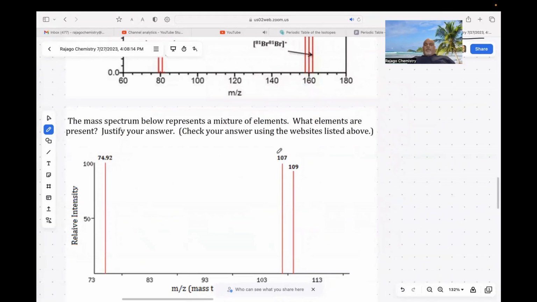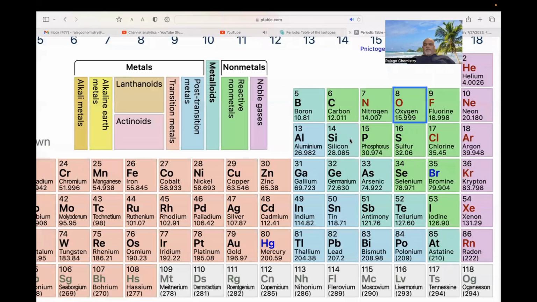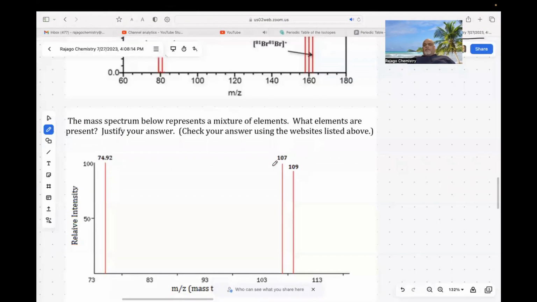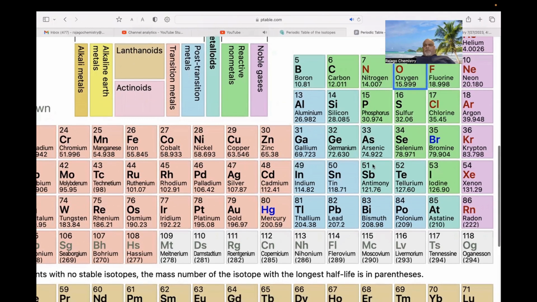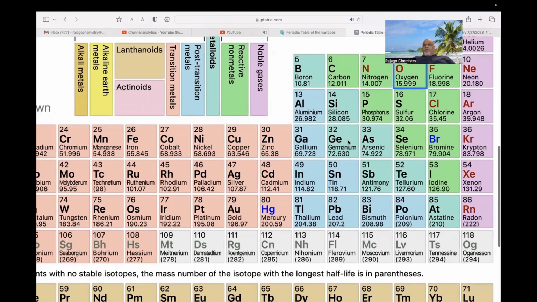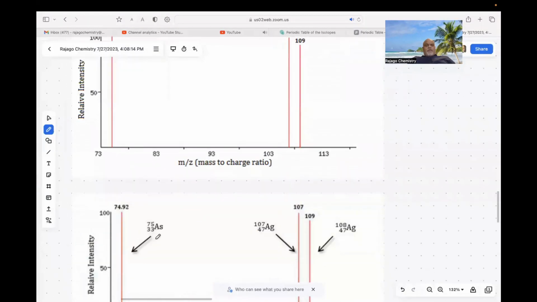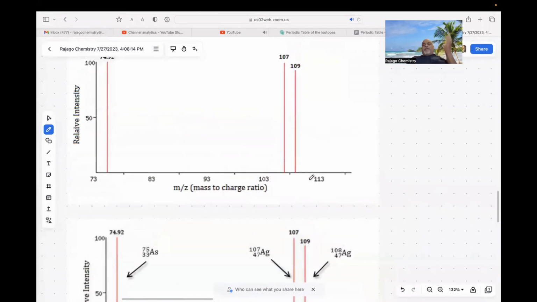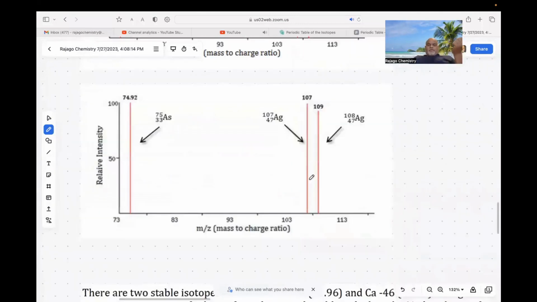And now when I go between 107 and 109, if I go and check, where is 107? There is 107, but I don't have 109. So I know that this is talking about silver, which has two isotopes, and it's talking about 74.2, which is going to be arsenic, because 72 is germanium and 78 is selenium. So the answer must be arsenic, and this should be silver-107 and silver-109. So this is how you identify based upon looking at the periodic table.